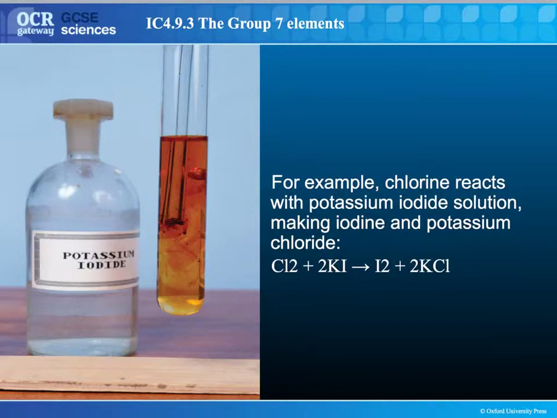Here's an example of that equation again. This is clear potassium iodide, and chlorine gas being bubbled through it. You can see the colour change there. That is the colour of the iodine being pushed out of solution. This reaction here, Cl2 plus 2KI, the chlorine and the iodine effectively swap places, leaving the iodine on its own, I2, and putting the chlorine into the compound, so we now have potassium chloride.